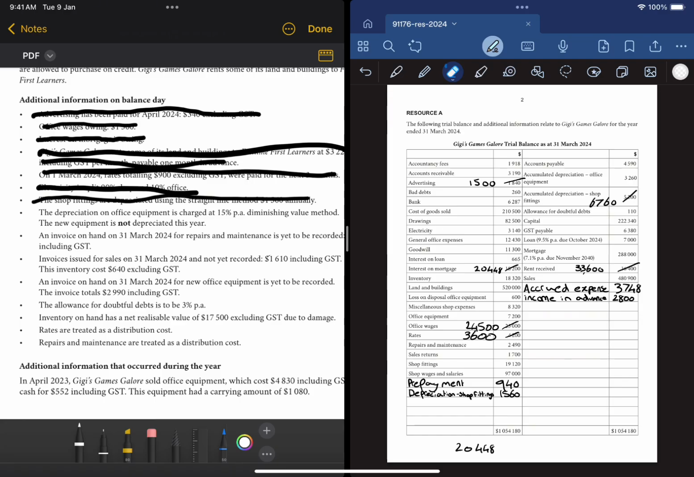360. So we'll start off by debiting our expense, okay, guys? We haven't paid this expense, but we need to. So what we're going to do is increase our expenses. And now this is for repairs and maintenance.